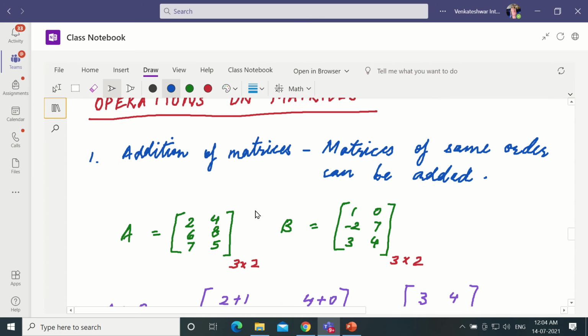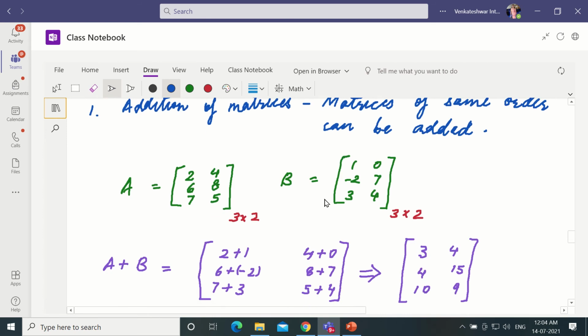Now, in order to perform addition on two matrices, there is a rule which says that the matrices should be of the same order, and only if they are of the same order can the matrices be added. So here I've taken two matrices A and B, which are of the same order, that is 3 by 2. So we can perform addition on these two matrices.